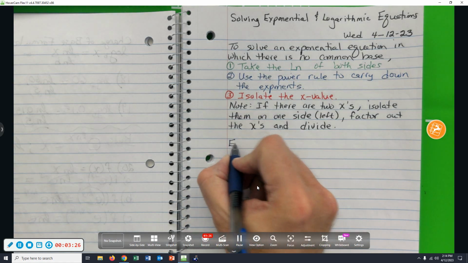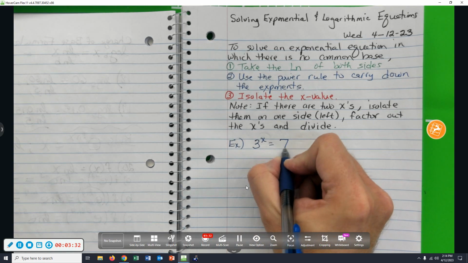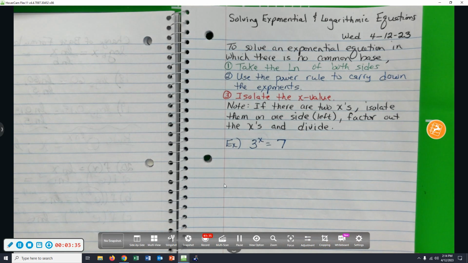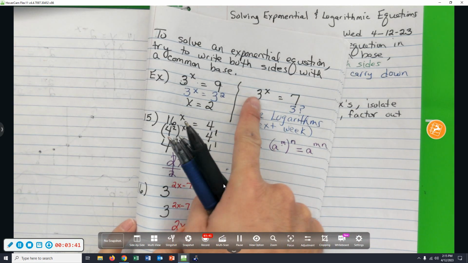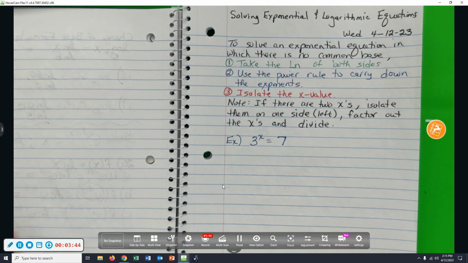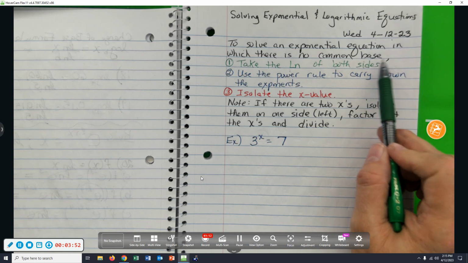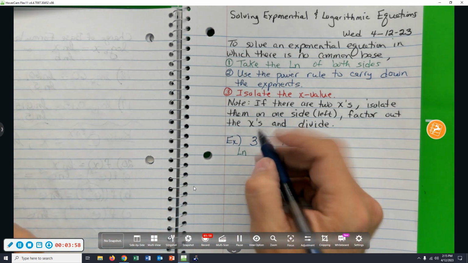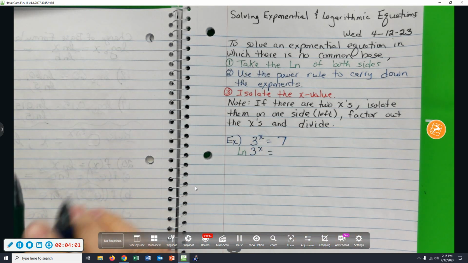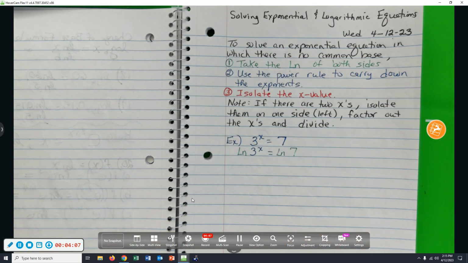But before we do an example, let's solve that problem that I'd asked about over here a week ago. How would we solve 3 to the x equals 7? So here's an example. 3 to the x equals 7. I'm going to follow these steps here. First thing I'll do is stick an ln in front of each side. So I have ln 3 to the x equals ln 7. That's step 1.